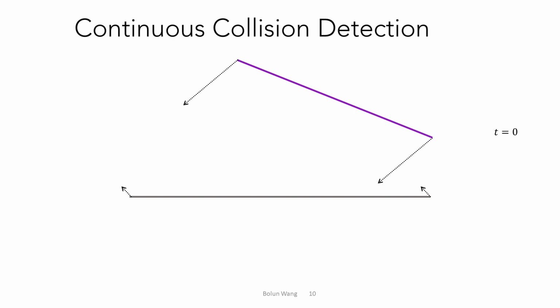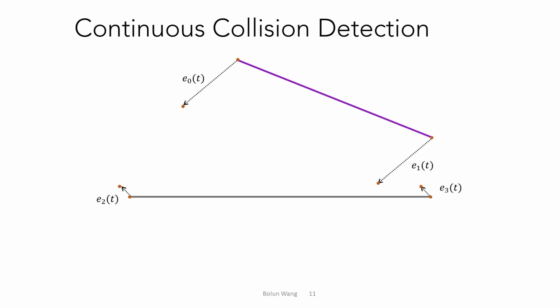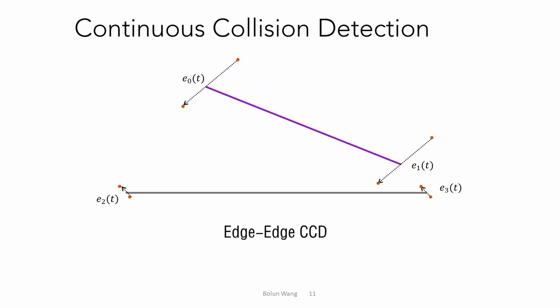Let's take edge-edge collisions as an example to show how to formalize this problem. The four vertices E0, E1, E2, and E3 move along linear trajectories from start positions when time equals 0 to their end positions when time equals 1. We can derive the parametric functions of the positions of the four points Ei at time t by using linear interpolation of the start points and the end points.